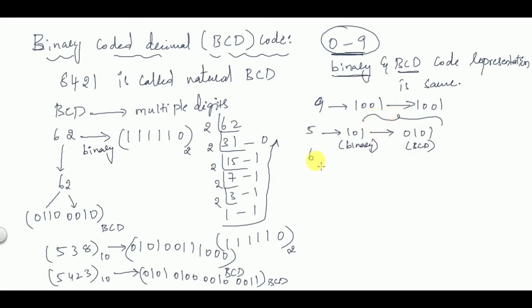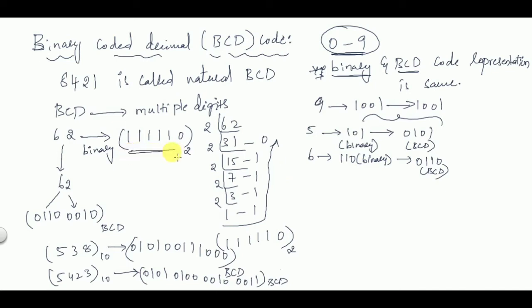Similarly, if you want to represent 6, 6 can be represented as 110 in case of binary, and as 0110 in the case of BCD. So if you want, you can keep a 0 here, and the representation will be almost the same. That is the point which I told you, not exactly the same, but almost the same. Even if you keep zeros towards the left side, that is towards the MSB side, it doesn't make any difference. So for single digits the representation is almost the same, but for multiple digits it is entirely different.